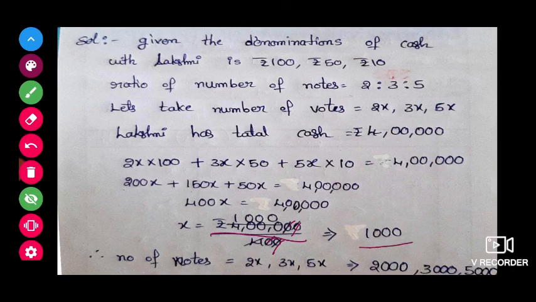Now the number of notes, how many we are having means 2x, 3x, 5x, no. So 2 into 1,000, 2,000, 3 into 1,000, 3,000, 5 into 1,000, 5,000 is the number of notes. Means 100 rupees notes is 2,000 notes, 50 rupees notes is 3,000 notes and 10 rupees notes is 5,000 notes we are having.